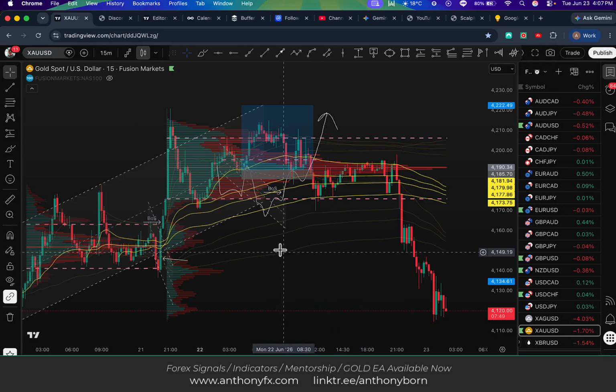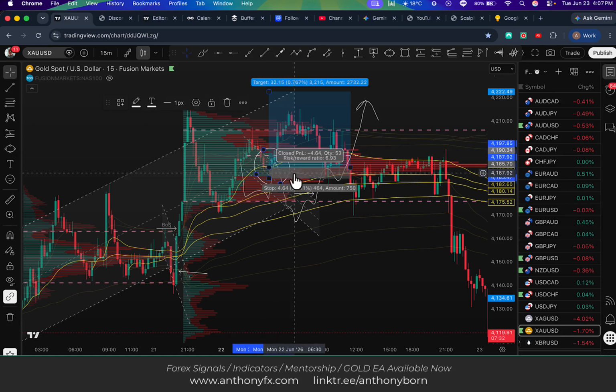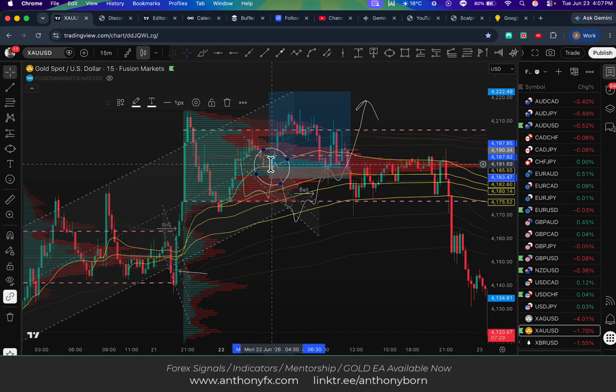All right, we're going to have a look at this. Now, I mentioned this last night. I was looking for the break above these VWAP lines, the pullback, and we did get that, but it was short-lived. That's the breakout there, pullback, break above VWAP.